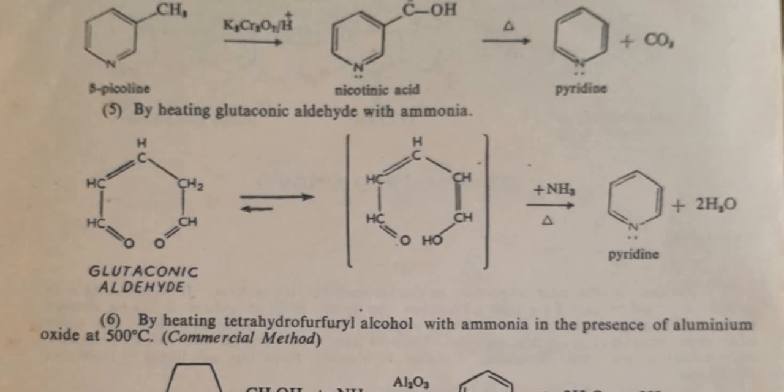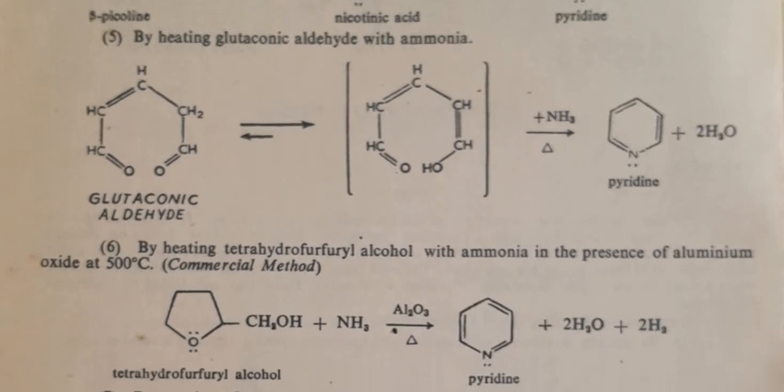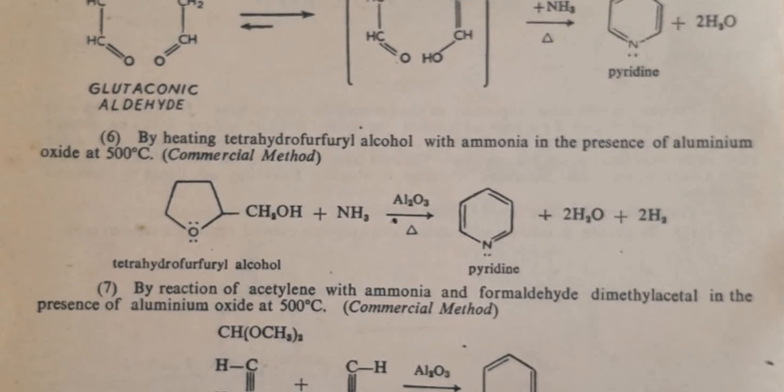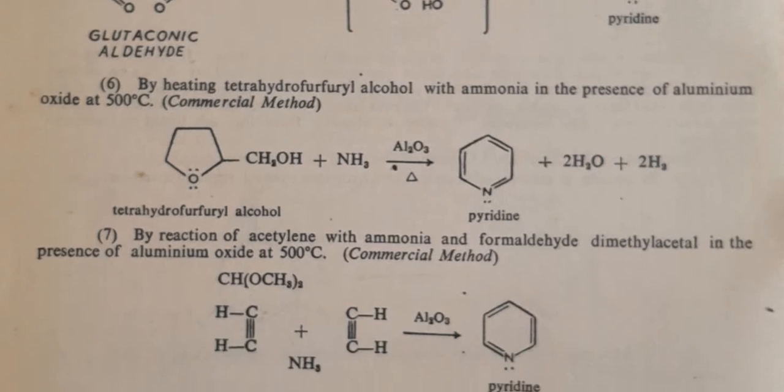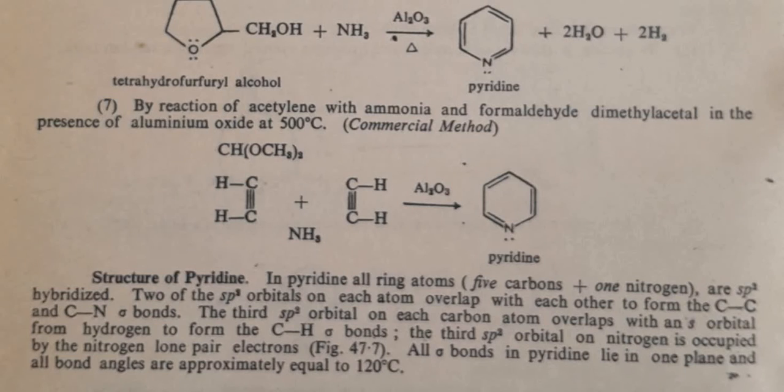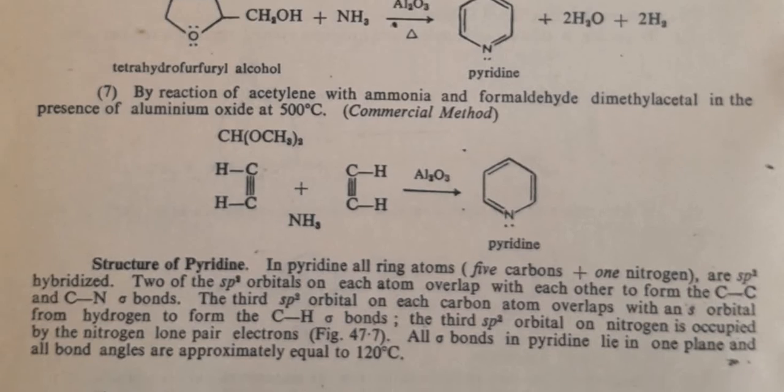Glutaconic aldehyde, you will get this unstable compound, and then finally you will get pyridine. So there are a lot of methods; you have to focus on at least five. Tetrahydrofurfuryl alcohol, you will get pyridine. Two molecules of acetylene with ammonia give pyridine.